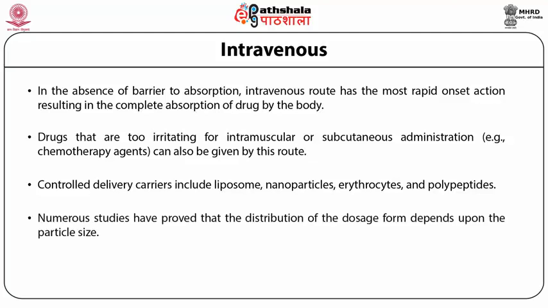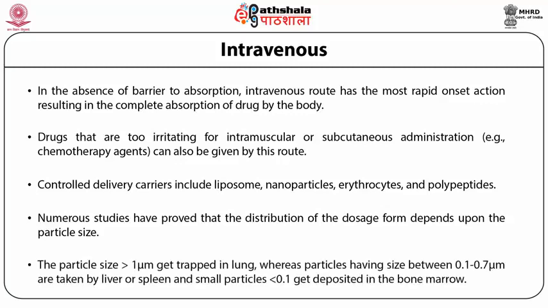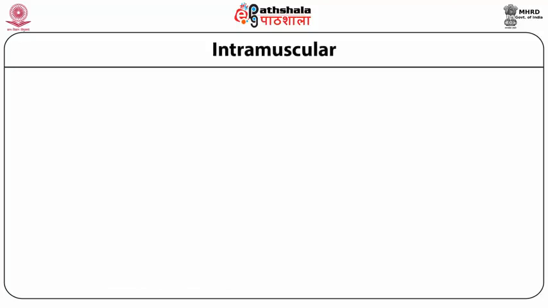Numerous studies have proven that the distribution of the dosage form depends upon the particle size. Particles larger than 1 micrometer get entrapped in the lung, whereas particles between 0.1 and 0.7 micrometers are taken up by the liver or spleen, and small particles less than 0.1 micrometers get deposited in the bone marrow. The next route which is of interest to us is the intramuscular route.